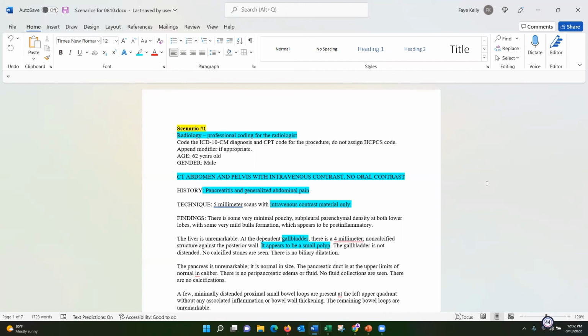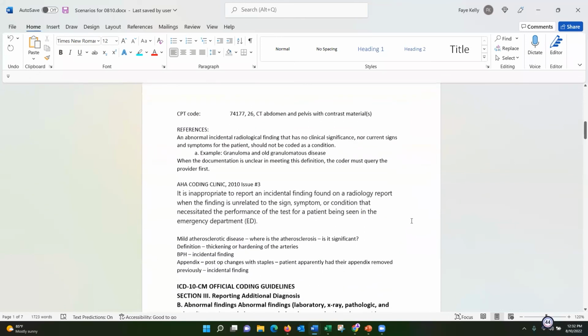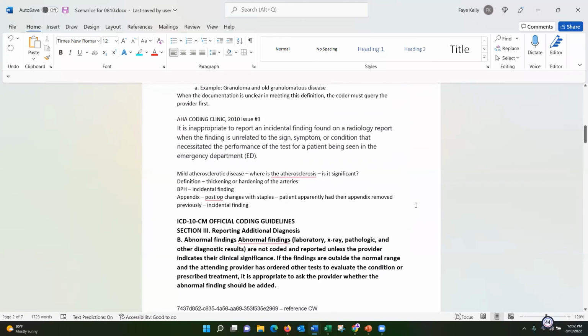I hope what we've gone over today, especially those incidental findings, make a note of that, because that's going to always be a question no matter what you're coding, and you're going to have to go back and refer to those guidelines, and then you're going to have to walk through that chart again and make sure whether or not they are of clinical significance, because that's your main focus.